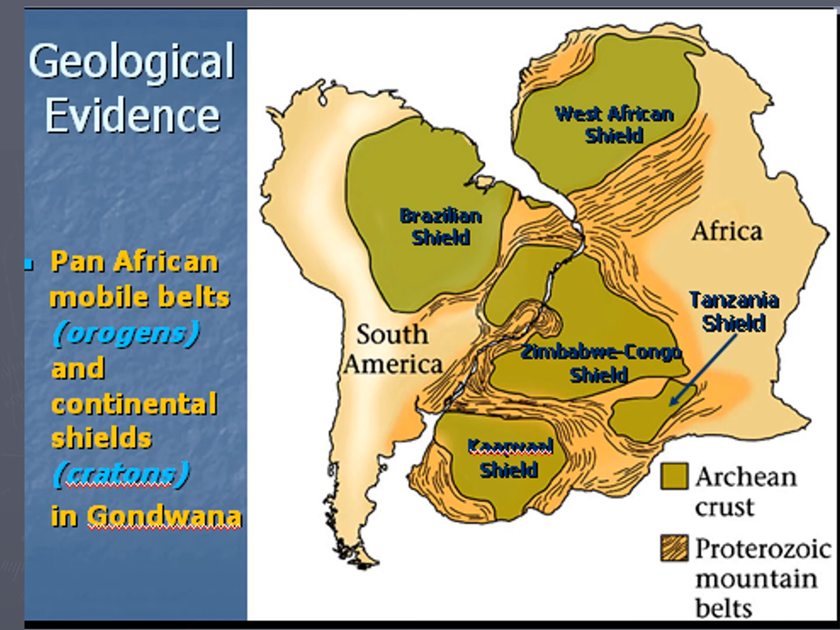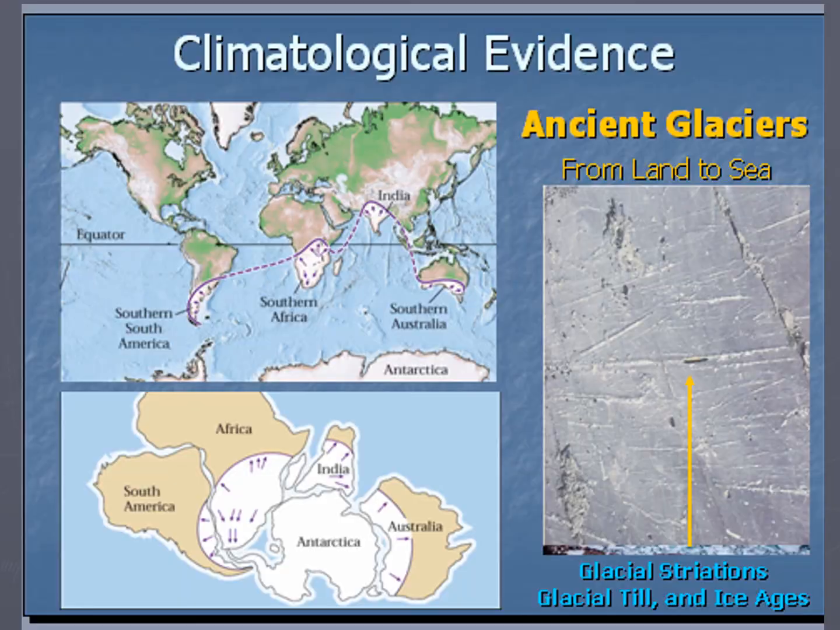One more thing that seems to match up from different continents, continental shields. This is in the list that I put on the board in one of those video lessons. So here the Brazilian shield matches to the West African shield. And what are continental shields again? They're the oldest original parts of any continent. We find parts of the Zimbabwe-Congo shield on South America, for example.